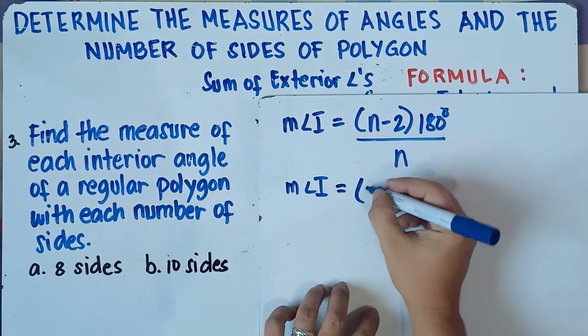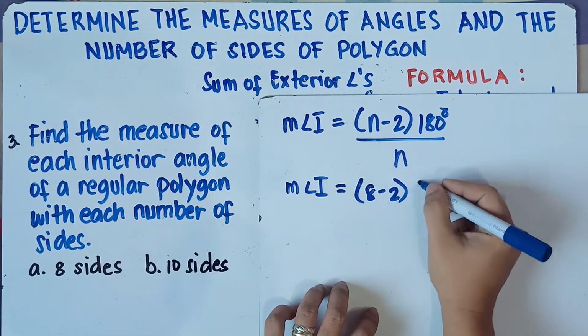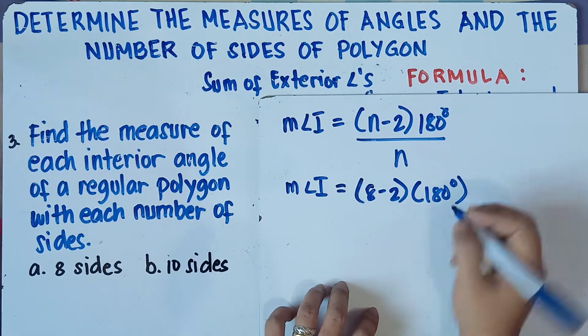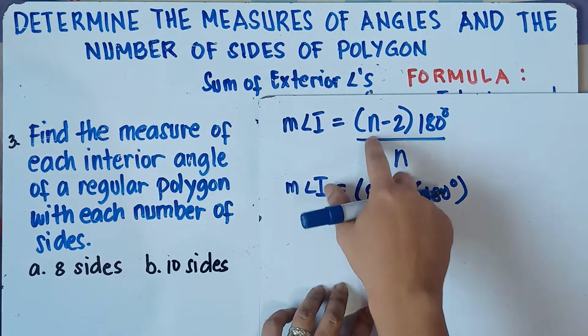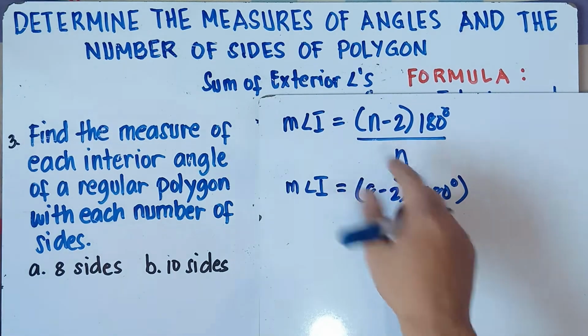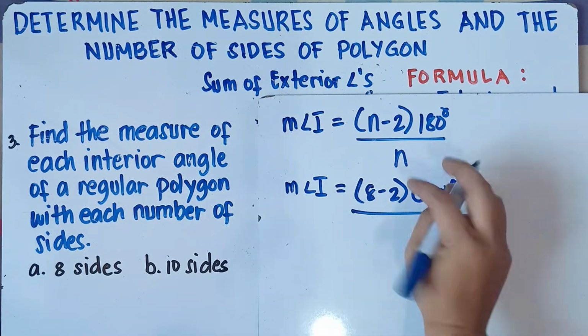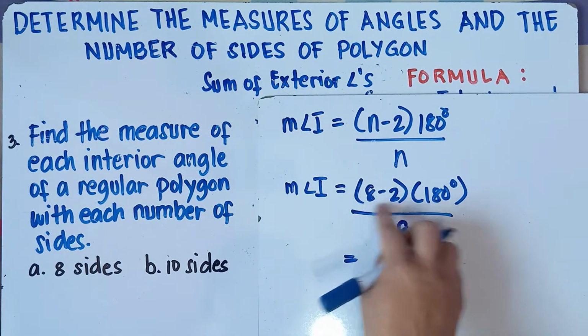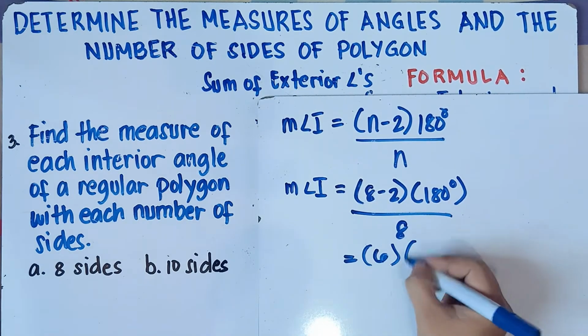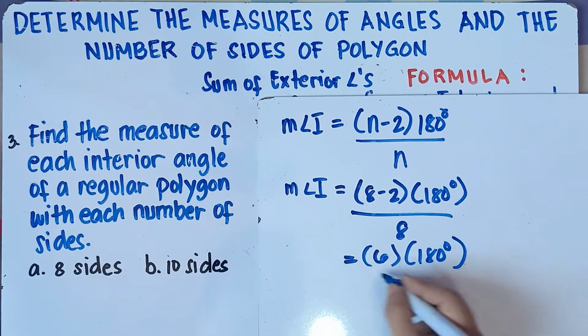So n is 8. 8 minus 2 times 180 degrees. Once again, just simply substitute the value of n. That is 8. So n there is representing the number of sides, divided by n, which is 8. This is 8 minus 2, that's 6, times 180 degrees divided by 8.